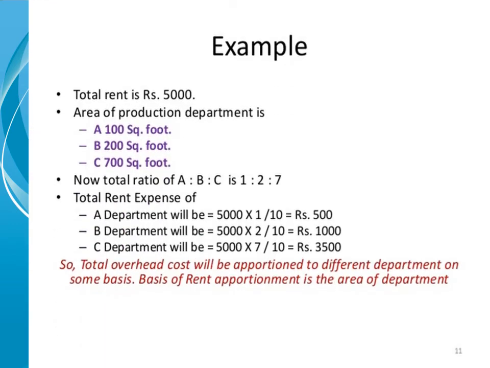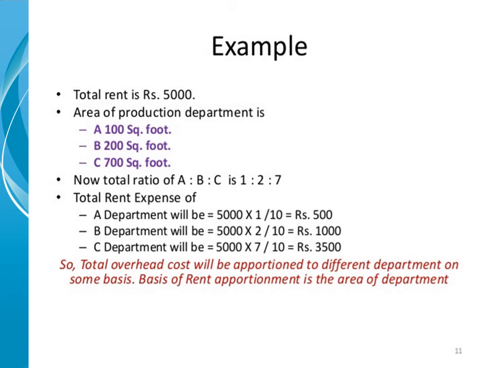Generally the overheads are incurred, it is given, and we want to take it out and distribute it accordingly to the various departments. So for example, we can take the rent. The total rent is rupees 5,000. Area of production department A is 100 square foot, B 200 square foot, C 700 square foot. Now we have to calculate the ratio of how we are going to distribute it.